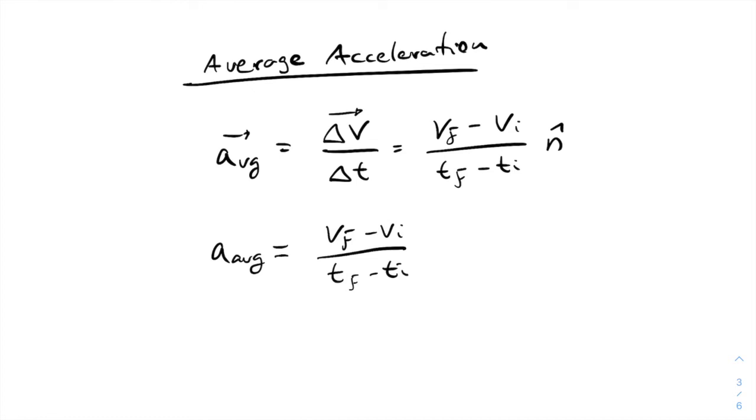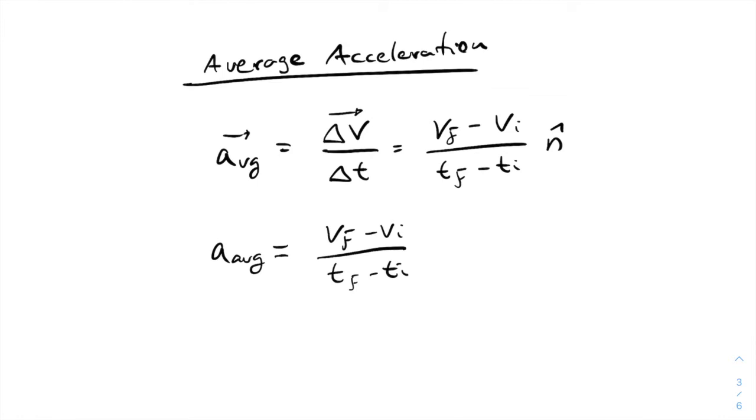in a period of time, and this period of time is, for example, from 1 second to 3 seconds, or from 2 seconds to 4 seconds, something like this. Therefore we have the final velocity minus the initial velocity divided by the final time minus the initial time. And then, because this is a vector, we also need to indicate the direction of the vector. How do we do that?